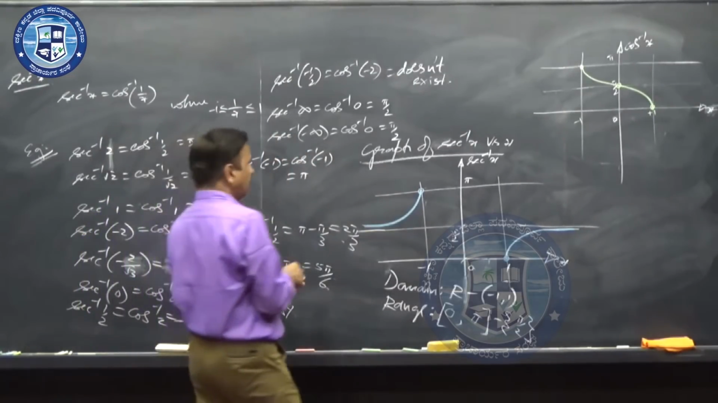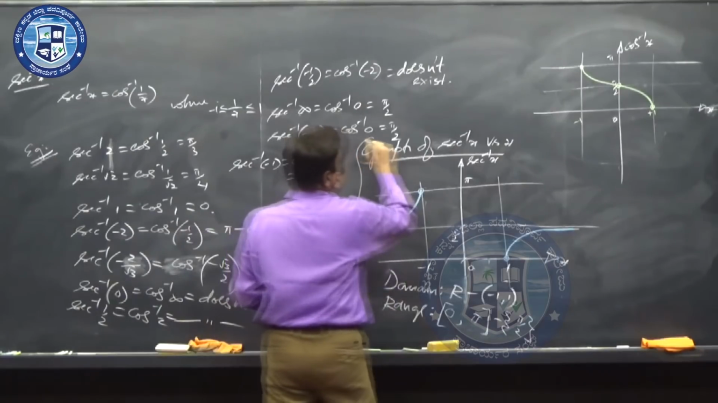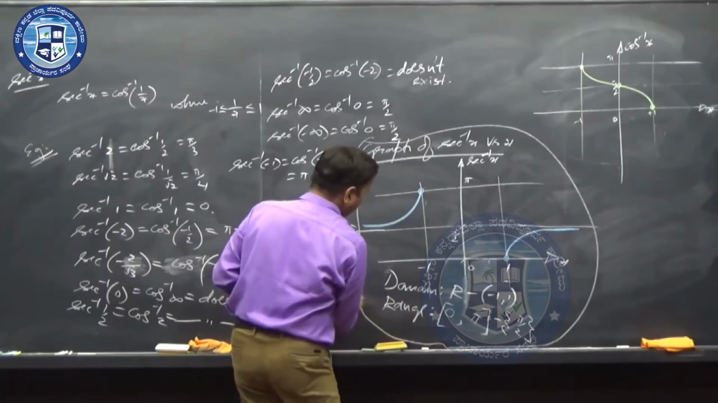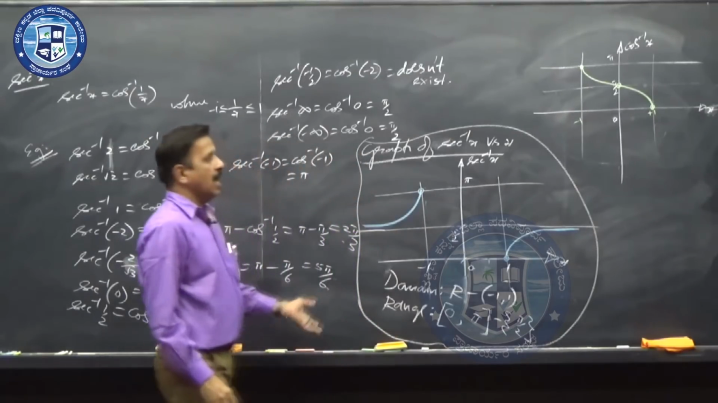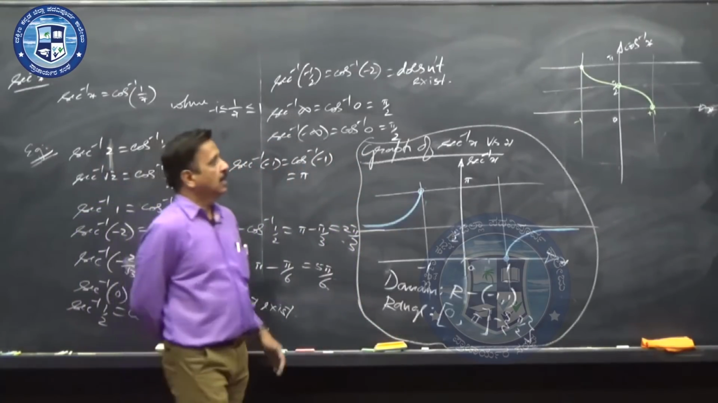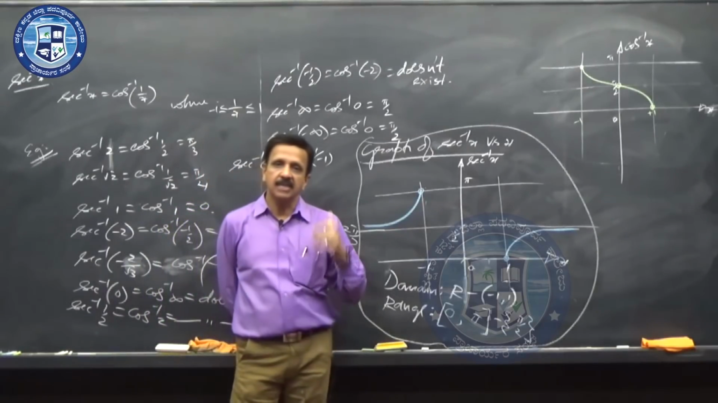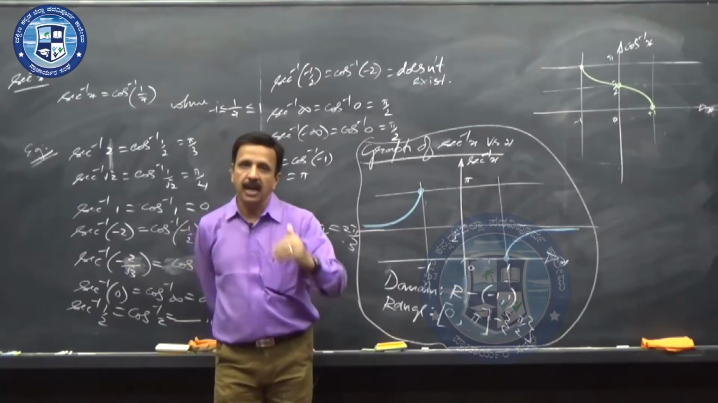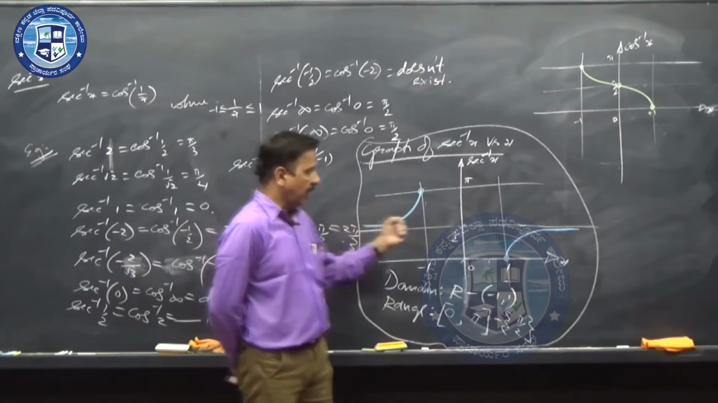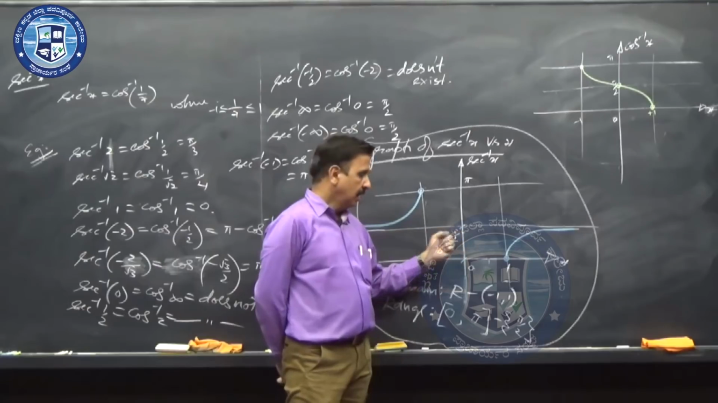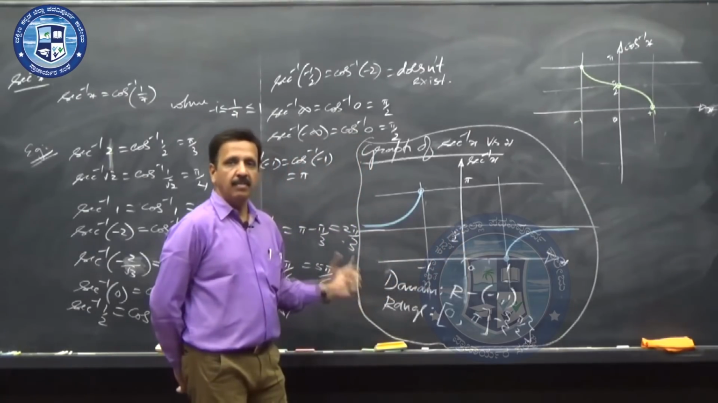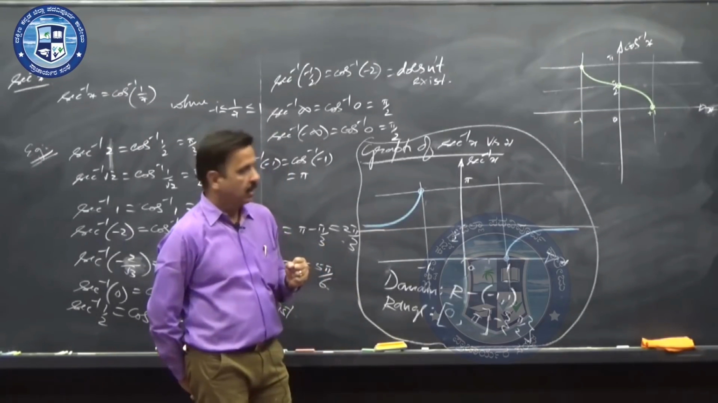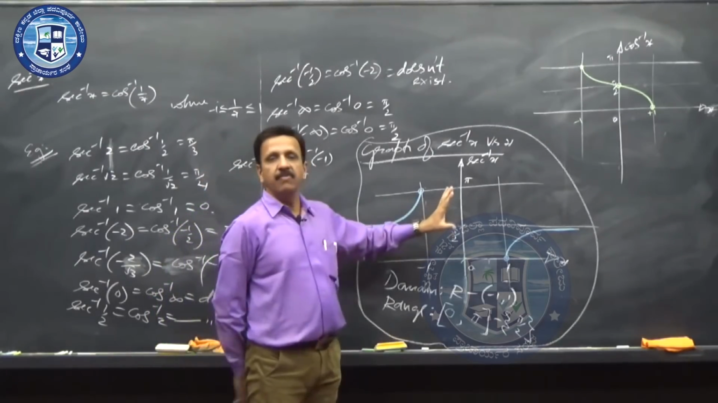Once again, this part is very, very important. The graph of secant inverse x versus x with the domain and range. In the exam, they may ask for 4 marks: draw the graph of secant inverse x versus x and mention its domain and range. Drawing the graph precisely is 2 marks, writing the domain 1 mark, writing the range 1 mark. It can be a 4 marks question.